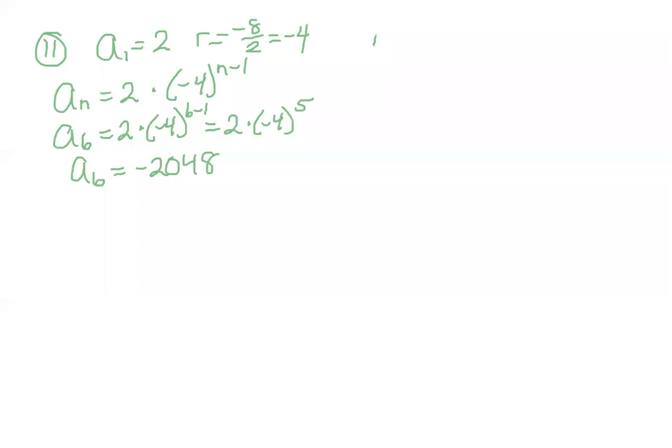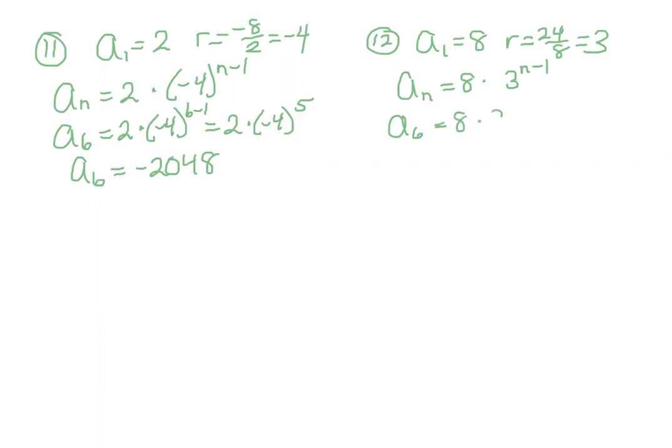Number 12, we have A1 is 8, R is 3. So our rule is 8 times 3 to the n minus 1. And A6 is 8 times 3 to the 5th. That's 6 minus 1. And you should get that.